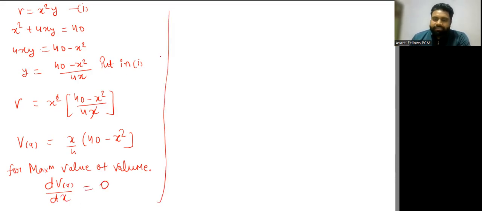Now if you multiply this x inside, the expression would look like this. V(x) is equal to, just a second, V(x) is equal to 40/4 into x minus x cube/4, or let's say you keep this thing out as it is. It is x/4 (40 minus x square).